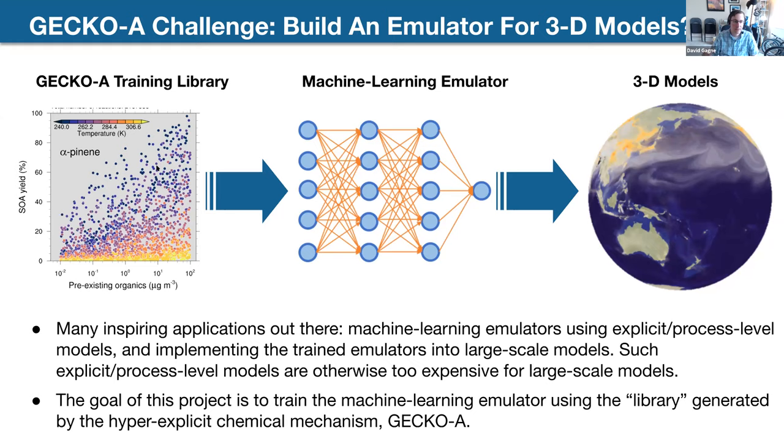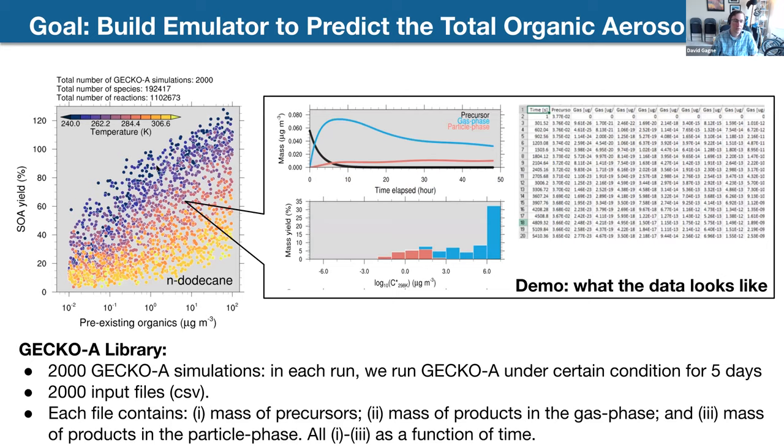And this is kind of what the data will look like as you run through it in the problem. We have 2,000 GECKO-A simulations for each chemical. We run GECKO-A under certain conditions for 5 days. We have 2,000 input files that were originally in CSV format, and we converted them to Parquet for the hackathon. Each file contains a mass of precursors, a mass of products in the gas phase, and a mass of products in the particle phase, all as a function of time. So this is a long time series type problem.